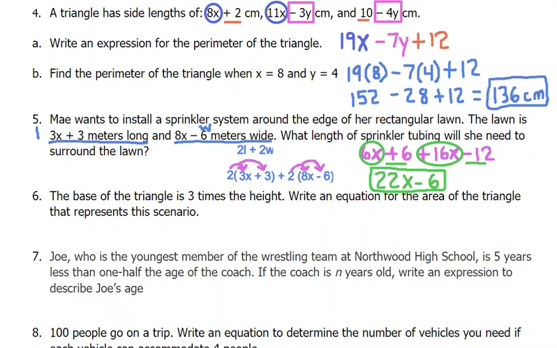All right, number 6, it says the base of the triangle is 3 times the height. Write an equation for the area of the triangle that represents this scenario. All right, so I know I'm dealing with a triangle. The height of a triangle is how tall it is, going straight from the bottom all the way up to the point at the top. That is our height. We don't know our height, but we can just say that it's x, because if it's an unknown number, we can use a variable. It says the base of the triangle is 3 times the height. So the base is the bottom of the triangle, and if it's 3 times the height and the height is x, that means the base would be 3 times that, which would be 3x.